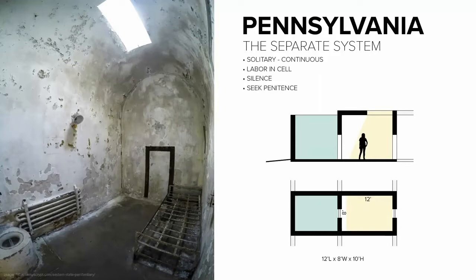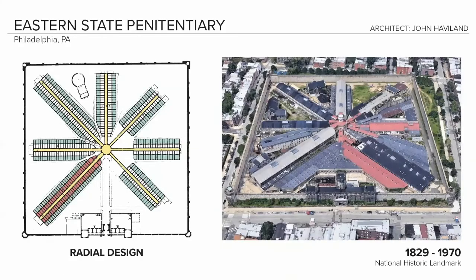And for the first time, we're seeing heat and plumbing in a prison facility, which is very uncommon because even in the White House at the time of the construction of the Eastern State Penitentiary, they did not have plumbing and heating. The Pennsylvania system was realized at the Eastern State Penitentiary in 1829.